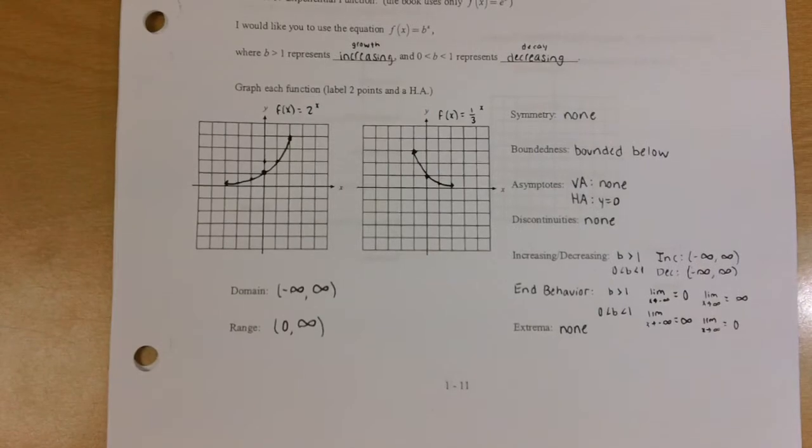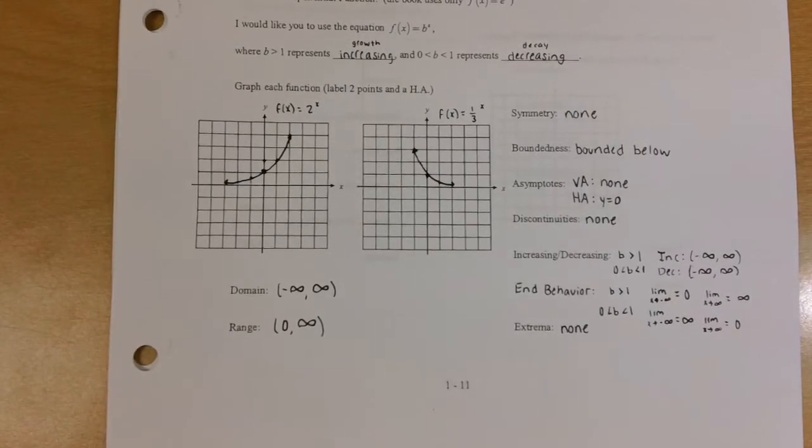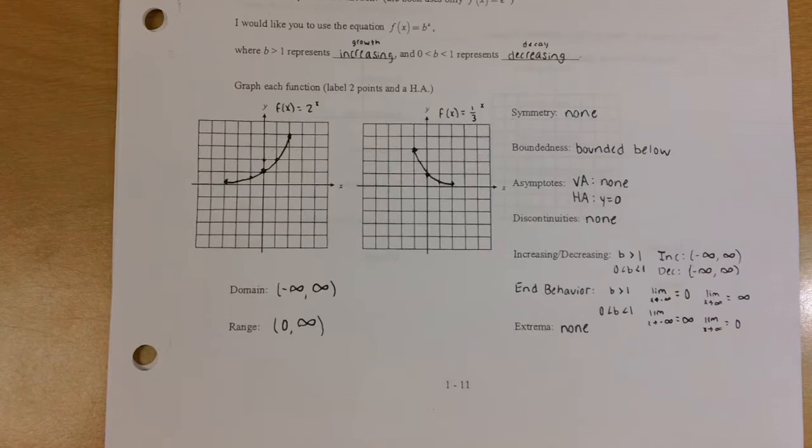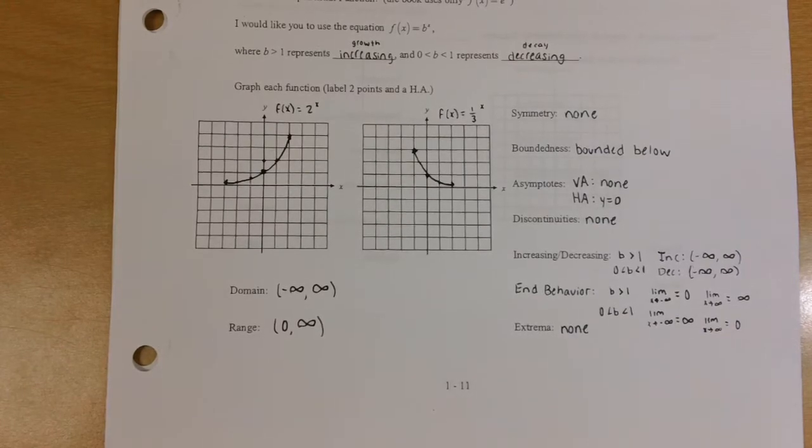For the exponential function, the parent function is f of x is equal to b to the x power. If b is greater than 1, it represents growth and is increasing. If b is between 0 and 1, it represents decay and is decreasing. The y-intercept is always 1, and another point will be the coordinate (1, b), where b is the base of the function.